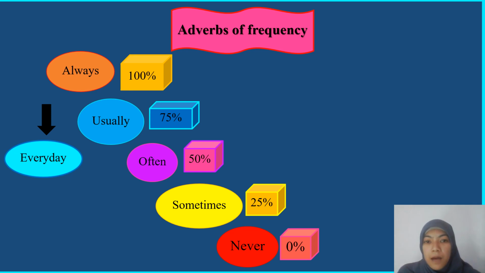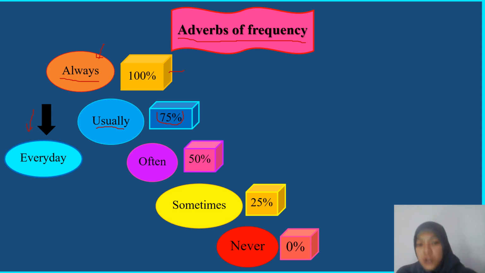And this is about the adverbs of frequency. Adverbs of frequency show how often you do an activity. So we have the word always. Always means 100%, you do it every day. Next one, usually. The percentage is 75%, so it's less than always.